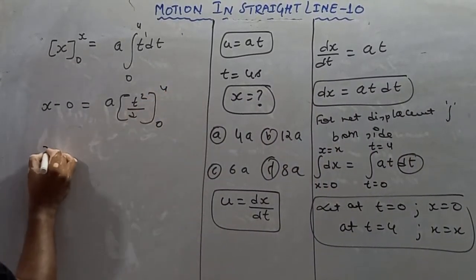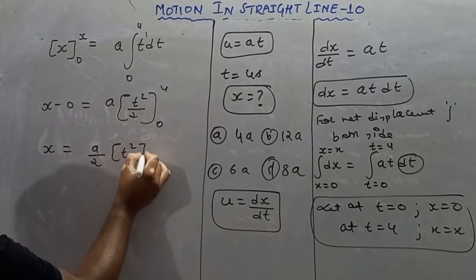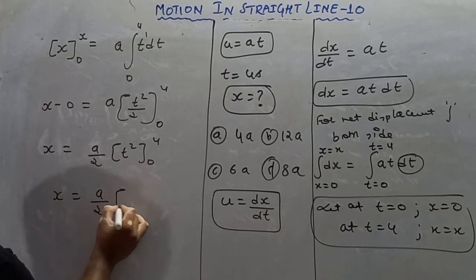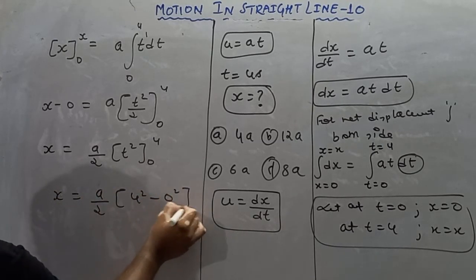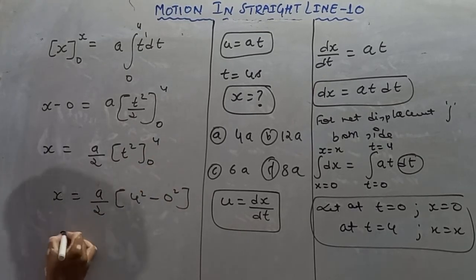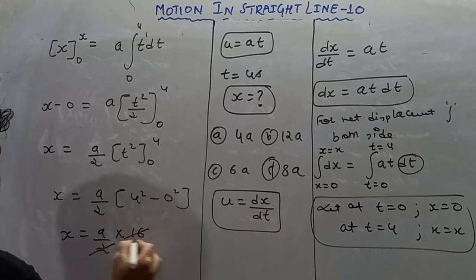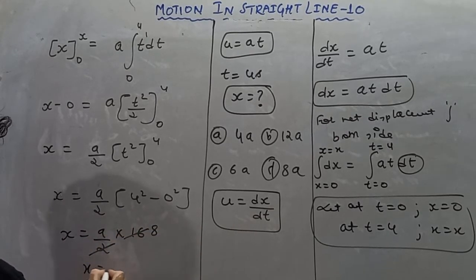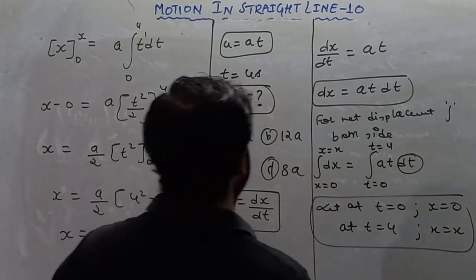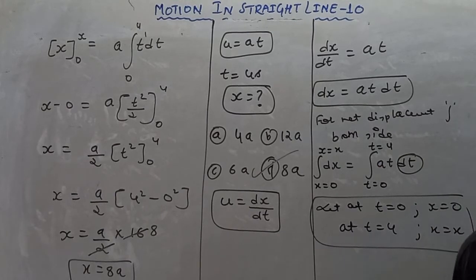From 0 to 4, so x is equal to a by 2, the 2 comes outside, and it remains t square. From 0 to 4, upper limit minus lower limit. Instead of t, first we'll put 4 and then we'll put 0. So x is equal to a by 2, 4 fours are 16, 2 eights are 16, so x is equal to 8a. Correct option is, my dear student, 8a. It means option D is your correct option.